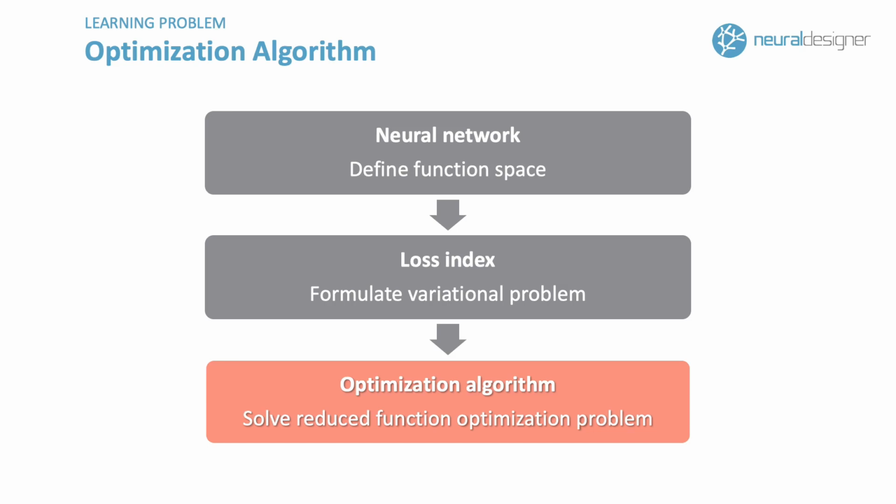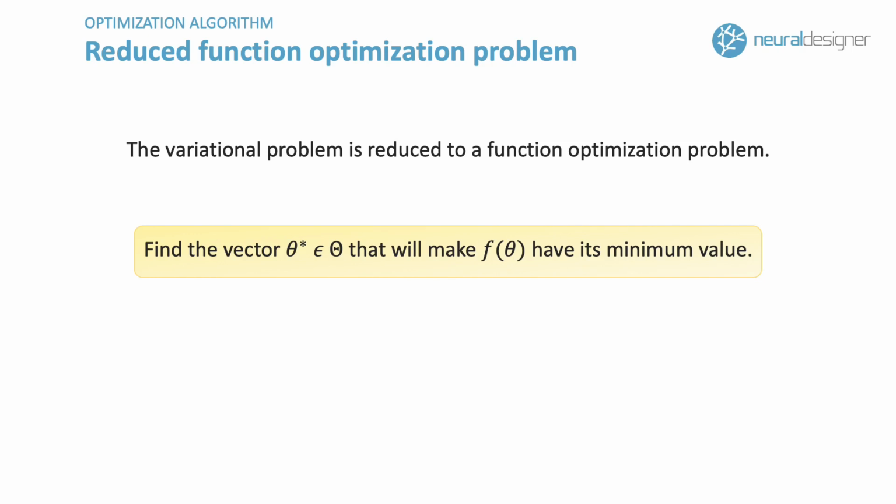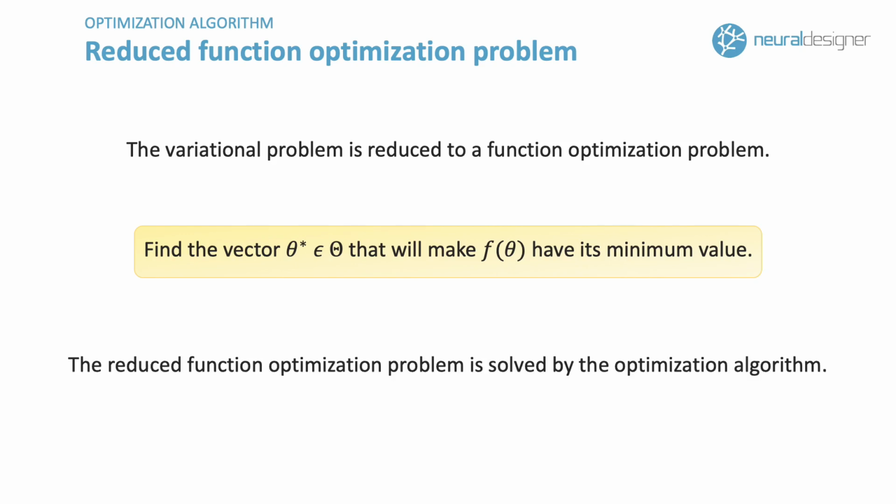Finally, there is the optimization algorithm. The objective functional uppercase F has an objective function lowercase f associated. The variational problem is reduced to a function optimization problem. We aim to find the vector of free parameters, theta*, that will make f have its minimal value. With it, the objective functional achieves its minimum. The reduced function optimization problem will be solved by the optimization algorithm. There are many methods for the optimization process, such as the quasi-Newton method or the gradient descent.